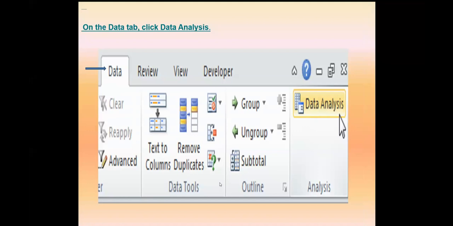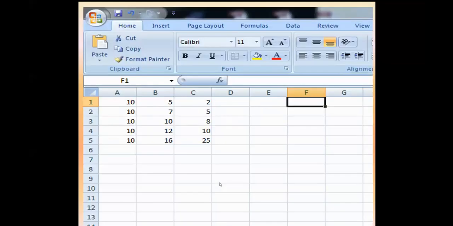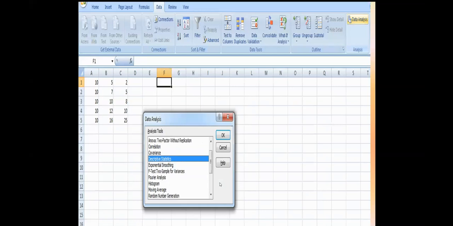When you click this, then as I told you, you have already put these values, and you have clicked on Data Analysis. This box has appeared, and in this sheet I have put certain values in 3 columns. A, B, C are 3 columns. These are the values. And what I'm going to do is show you how descriptive statistics will be done.